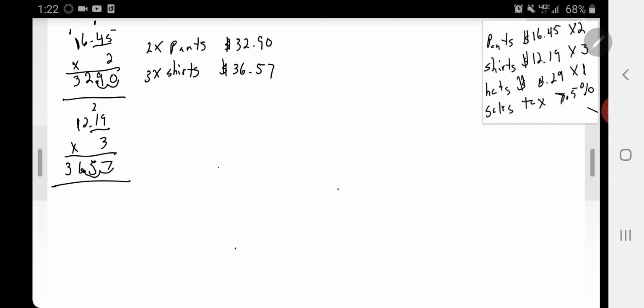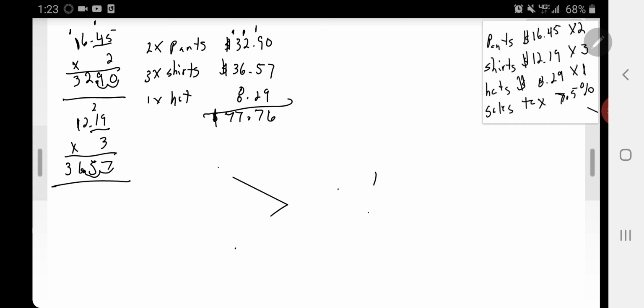And lastly, it looks like we're just getting 1 hat at $8.29, so no need to multiply because $8.29 times 1 is just $8.29. So adding those numbers up, we get 0 plus 7 is 7, 7 plus 9 is 16. 1 plus 9 is 10, 10 plus 5 is 15, 15 plus 2 is 17. 1 plus 2 is 3, 3 plus 6 is 9, and 9 plus 8 is 17. 1 plus 3 is 4, and 4 plus 3 is 7. So our goods are going to cost us $77.76.